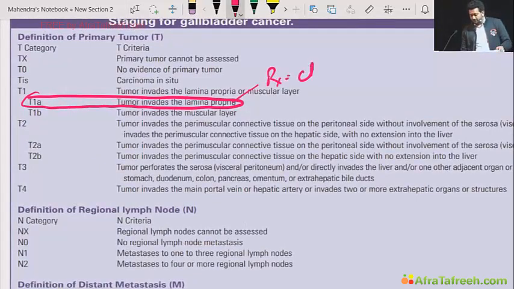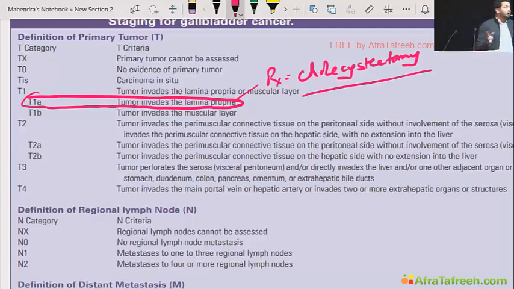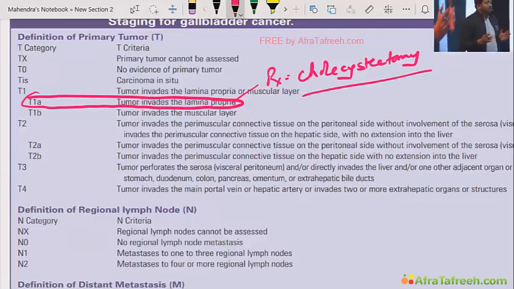a simple cholecystectomy. And in this scenario, the question you get is that you have already done a cholecystectomy, so they ask, what is the further treatment you will do? You will not do anything, because you have already done the treatment. So the answer for that will be no further treatment.